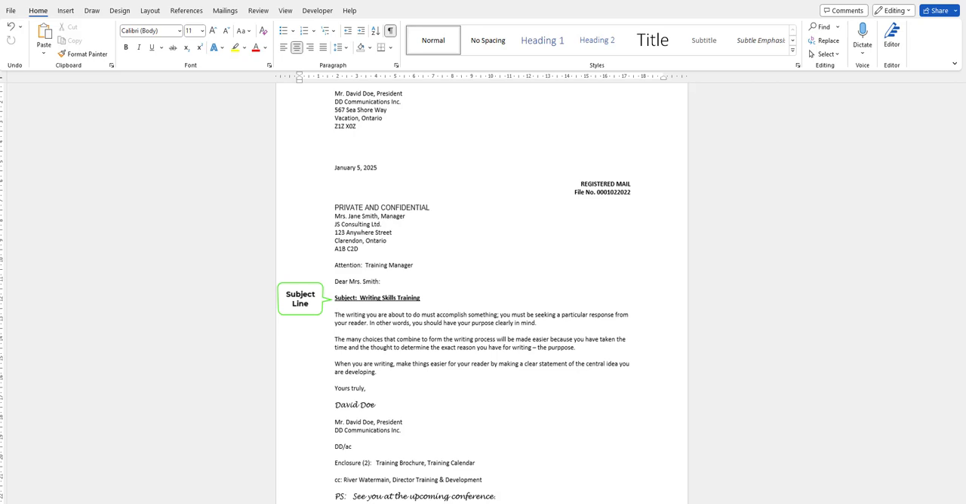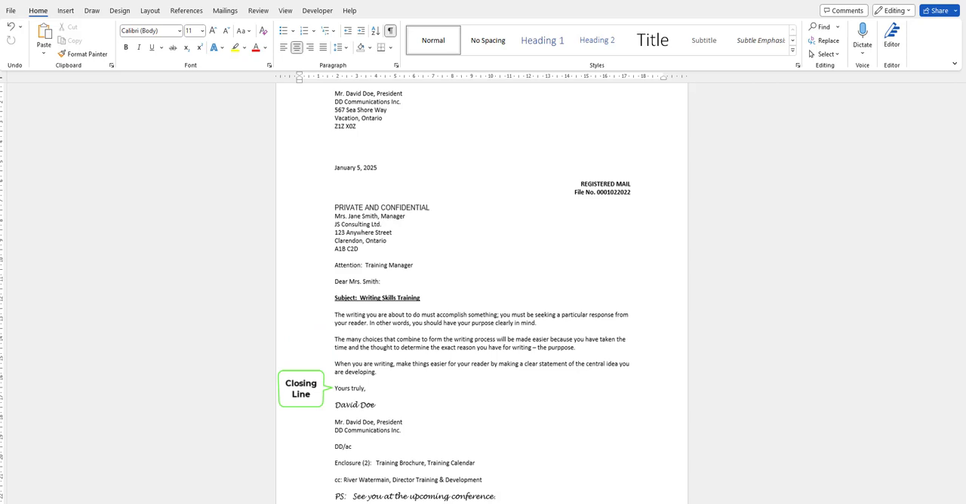The next part is the subject line. This tells the recipient what the letter is about, and it goes one line below the salutation. A subject line is not always necessary. The next part of the letter is the body of the letter. This is the message of the letter, and it starts one line below the subject line.